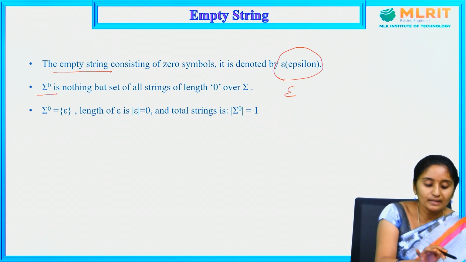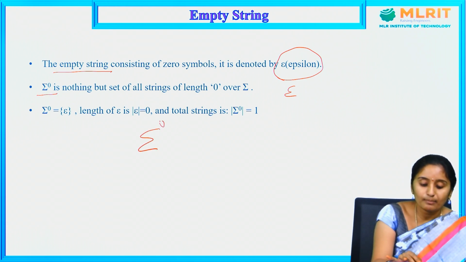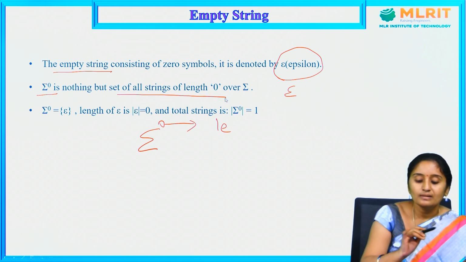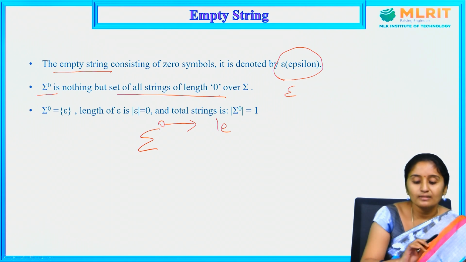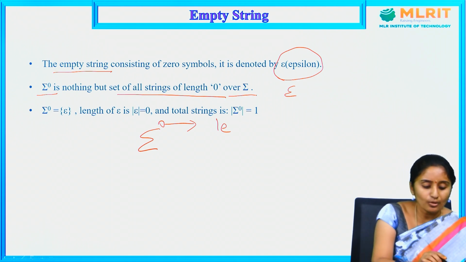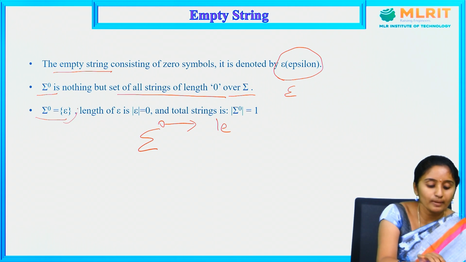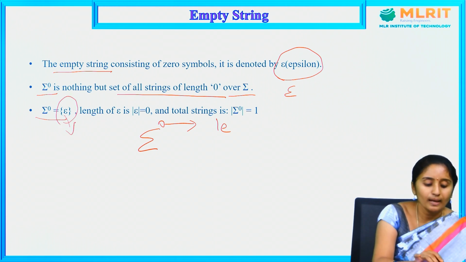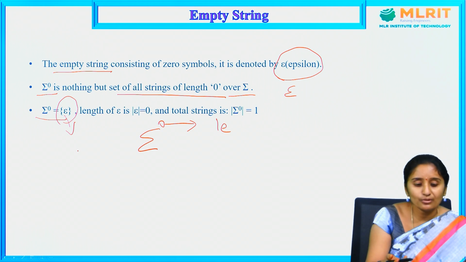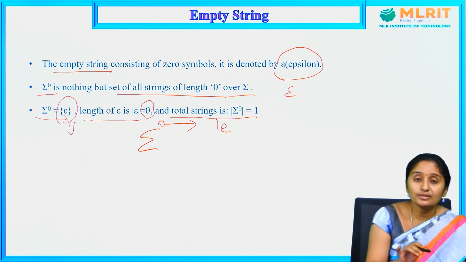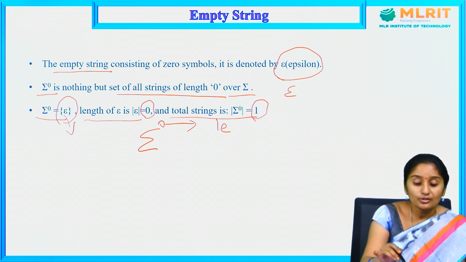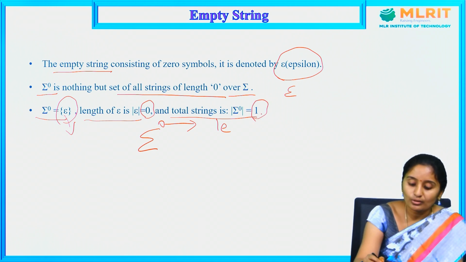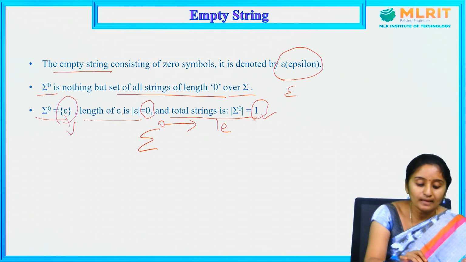It can be represented using the alphabet as sigma power 0. Here 0 represents the length of the string: the set of strings of length 0 over sigma. So I can write sigma power 0 equal to epsilon. Epsilon is the empty string. No symbols are present. So the length of epsilon is 0. But how many strings are there? Only one string is present. So we need to point out that the total number of strings here is 1 and the length of the string is 0, as it is an empty string.